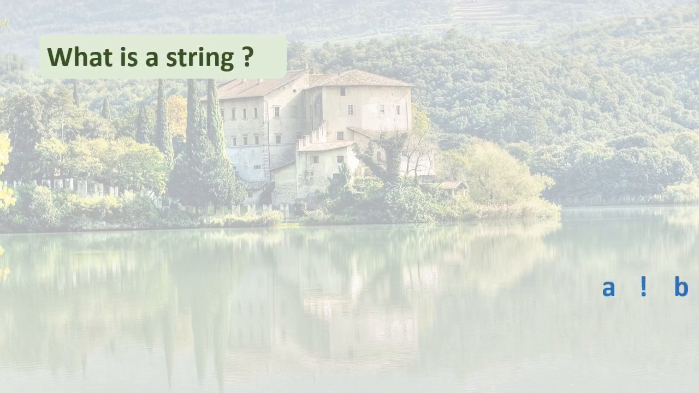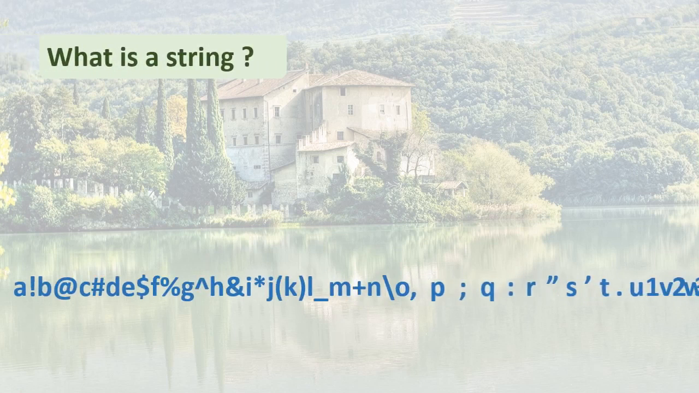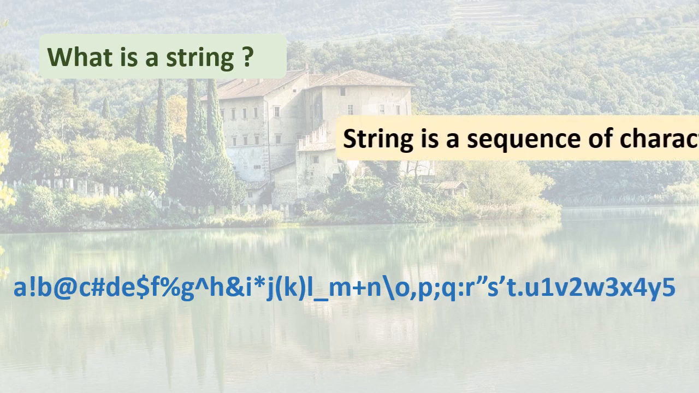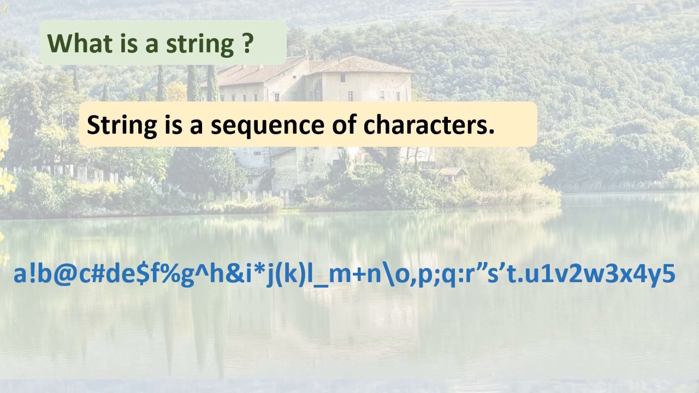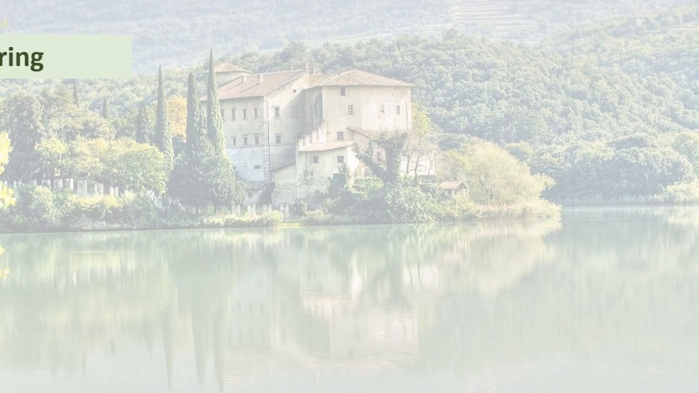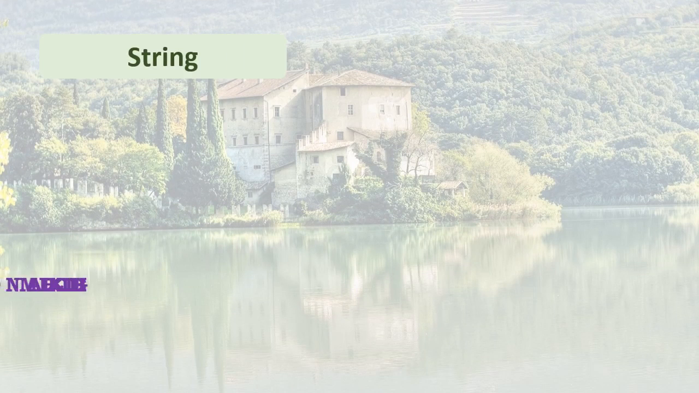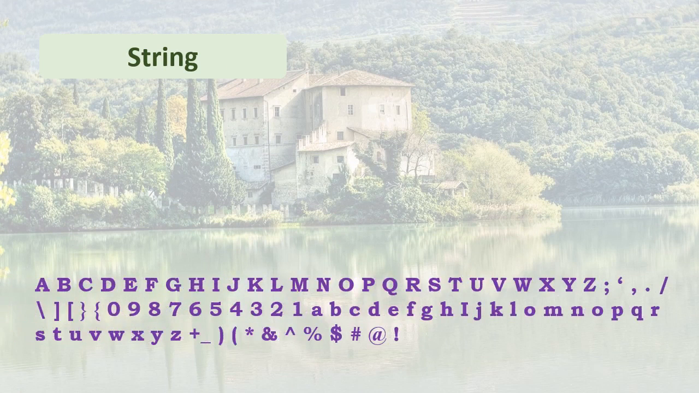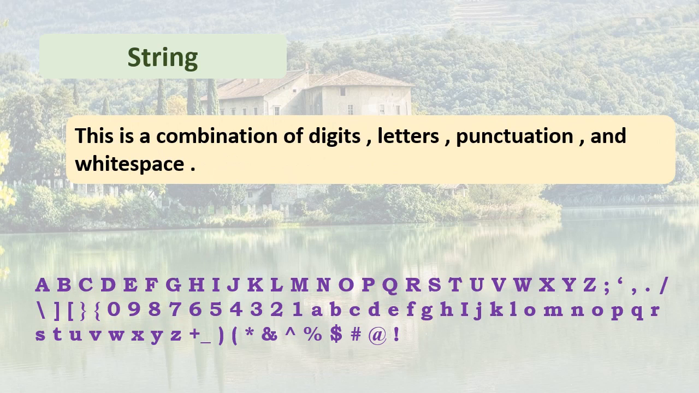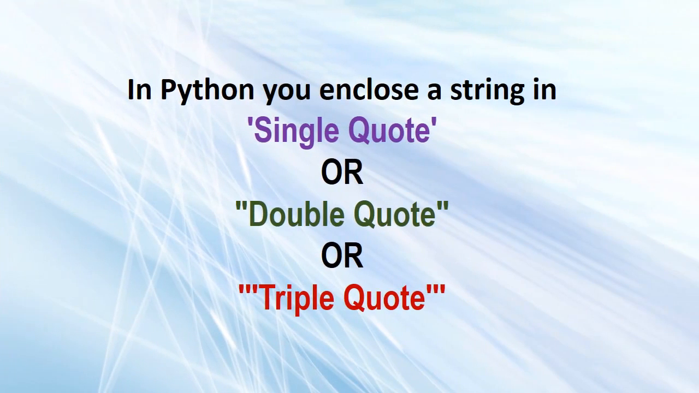What is a string? A string is a sequence of characters. In other words, a string is a combination of digits, letters, punctuation, and white space. In Python, you enclose a string in single quote or double quote or triple quote.